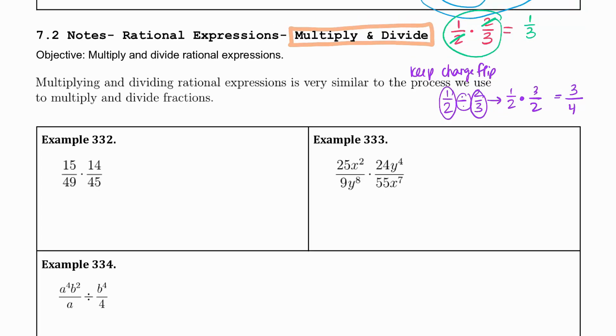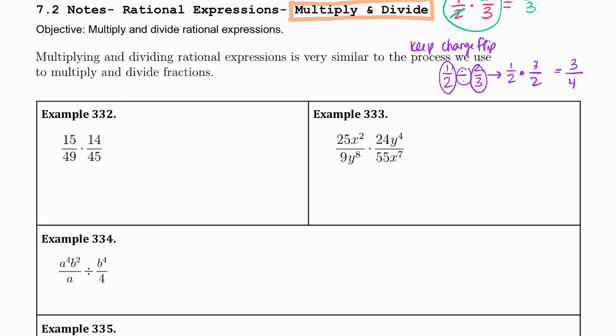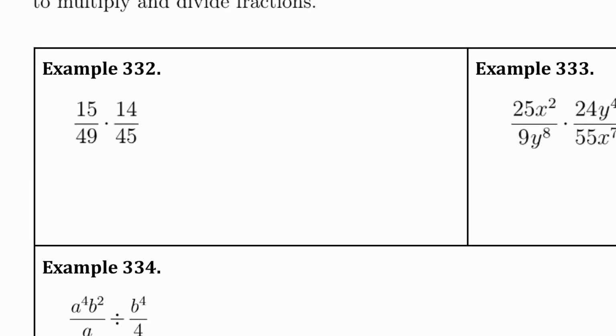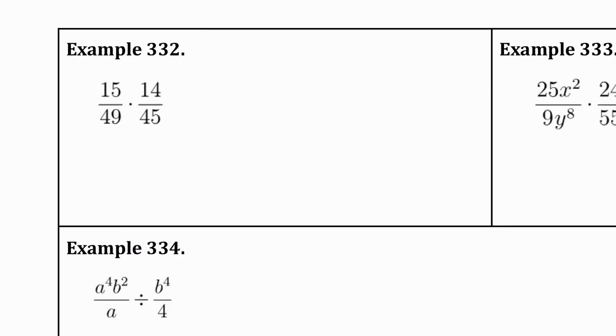So that's kind of the foundation of what we're doing today. Now our problems are just going to look a little bit more complicated here. Okay, example 332, there's actually no variables here. This is kind of like the ones I just showed you. We just have bigger numbers. So by all means, if you have your calculator with you, you could multiply what's on top, multiply what's on bottom, simplify from there. Just type it in your calculator, math, enter, enter.